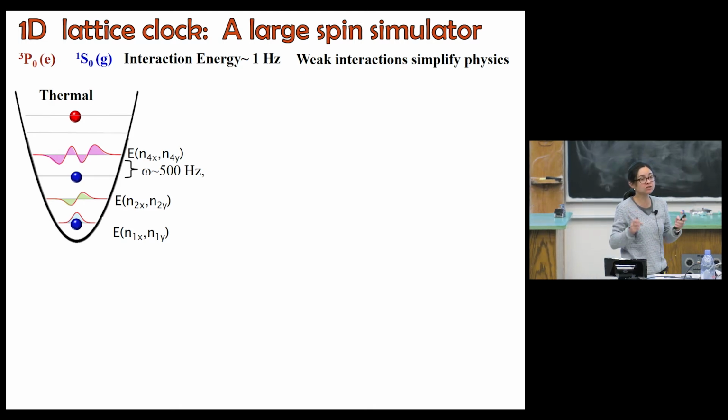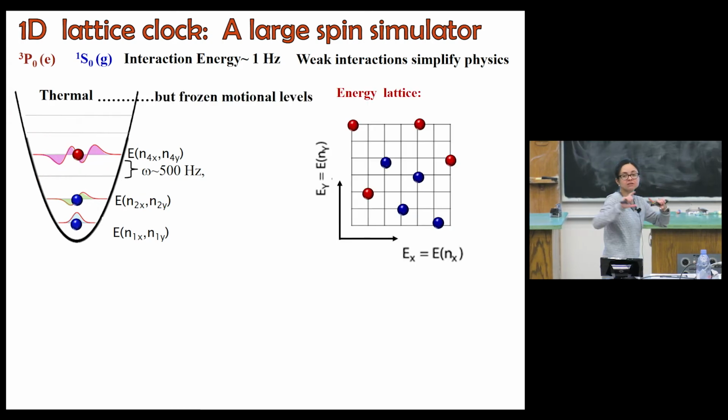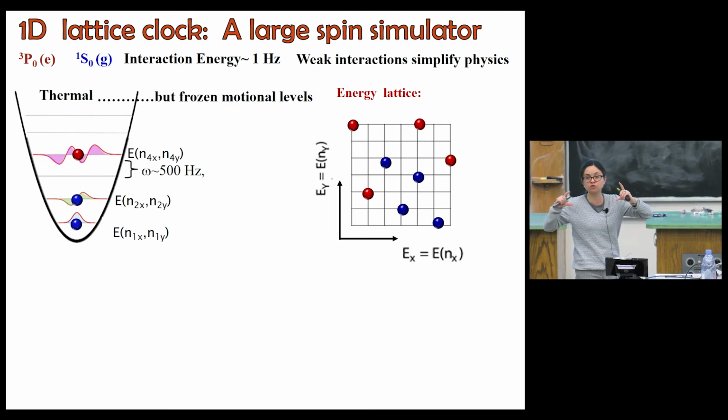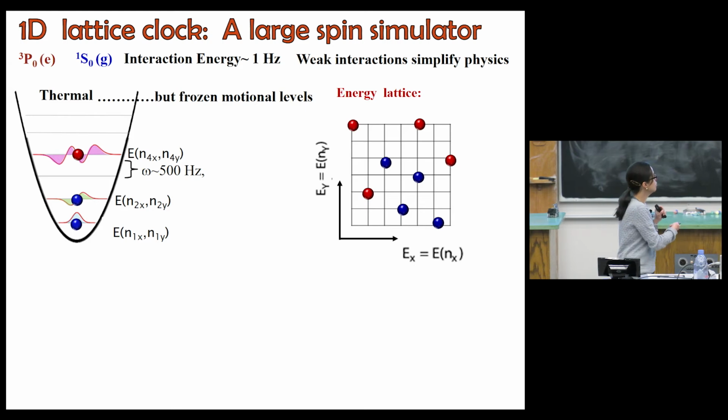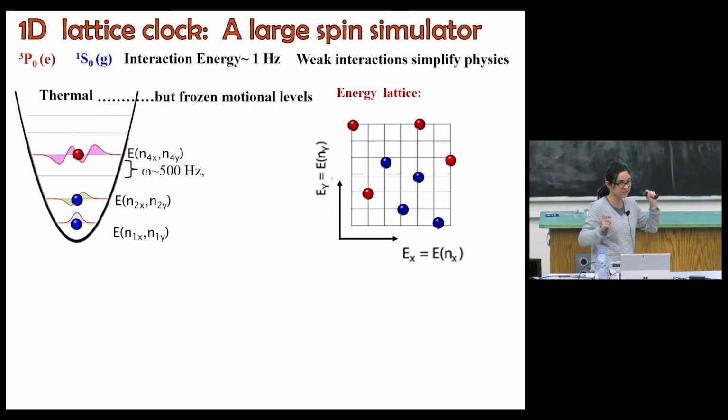What is going on is that the atoms are going to be pinned in these harmonic oscillator levels. They cannot change the motional degrees of freedom because it costs too much energy. The only thing that they can do is change their spin degree of freedom. So they have a spin precession, for example, but they cannot move. That means that we do have a lattice. These harmonic oscillator levels can be thought of as lattice sites, but in energy space. It's not a real lattice, but the atoms are pinned in these harmonic oscillator levels.